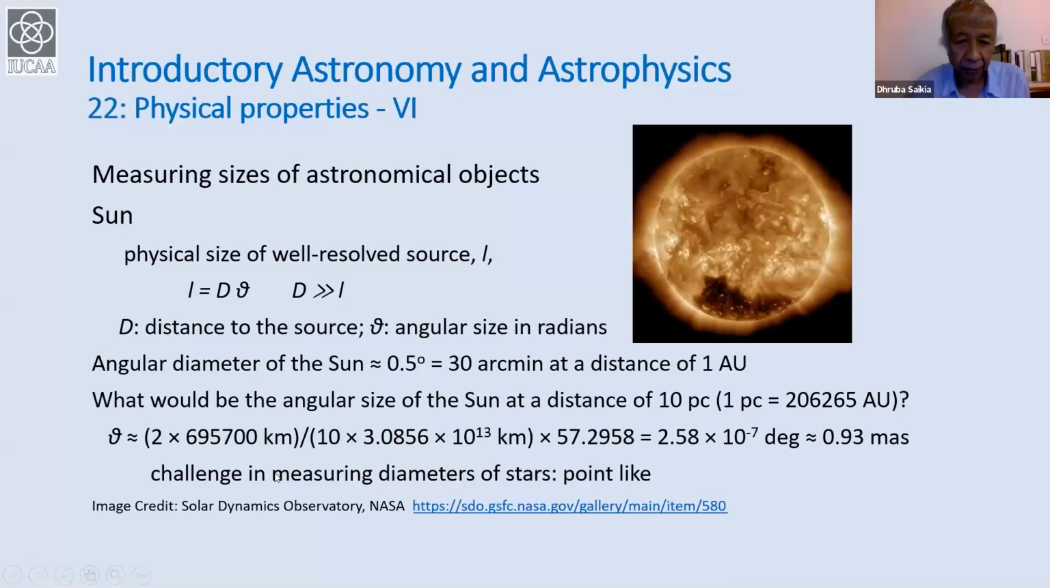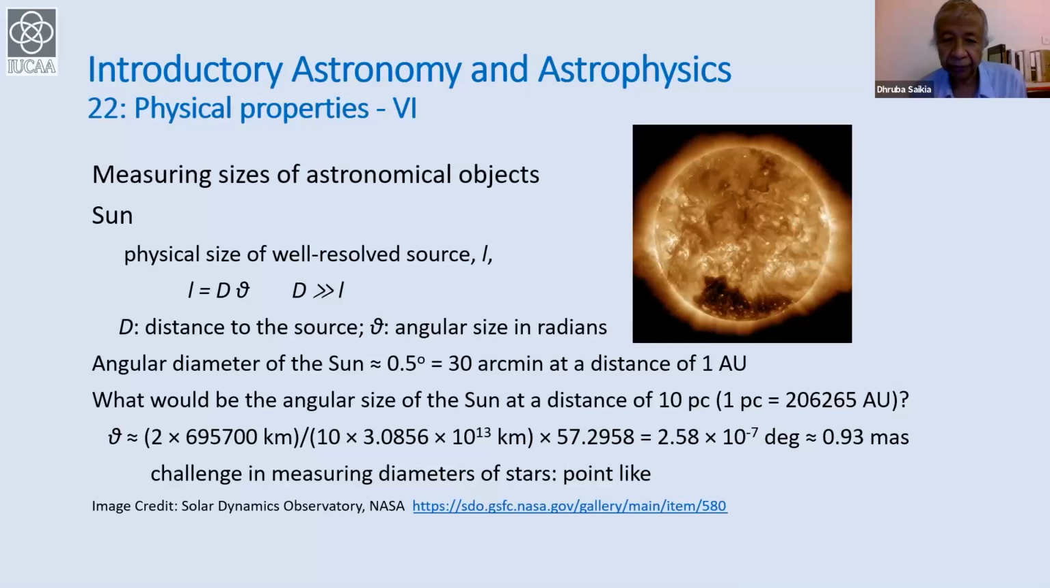Now, it gets more difficult measuring the sizes of stars when they are further away. For example, here I've just taken the sun as an example, which, as you know, subtends about half a degree, which is about 30 arc minutes or so, at a distance of 1 astronomical unit. Now you can ask yourself the question, what would be the angular size of the sun if it was placed at a distance of 10 parsec?